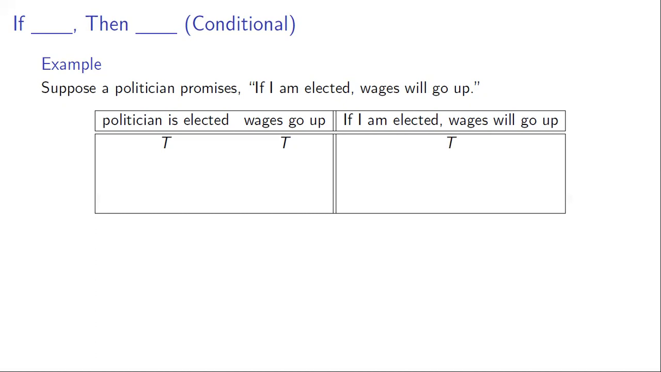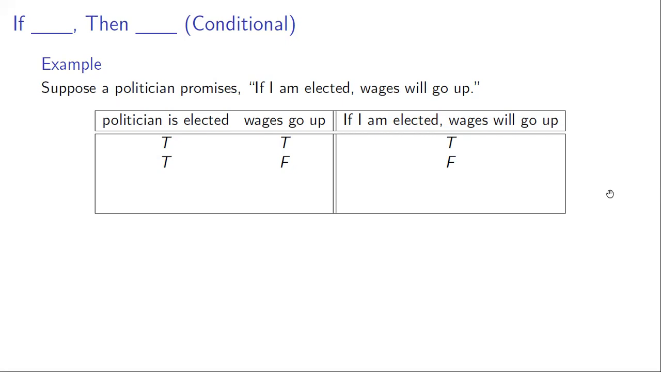Great. How about if the politician is elected, that happens, and wages do not go up? Well, then the politician, I don't know if you say they lied, but they broke their promise, right? Wages did not go up. So the statement that the politician made was a false statement. Ask PolitiFact, they'll say it is false.